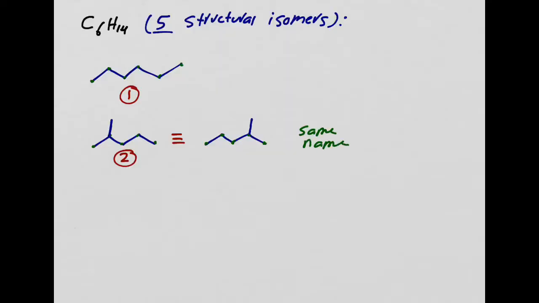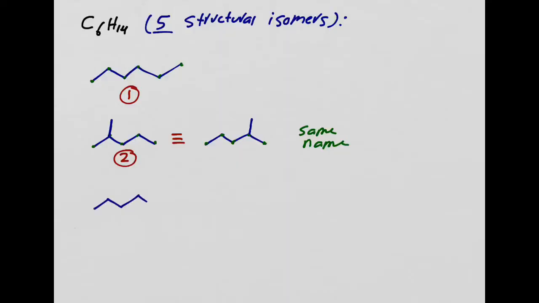So when I'm not sure if something is exactly the same, whether these two are identical or not, I usually name them. And if they have the same name, then I know that they are going to be exactly the same. So keep that in mind once we learn how to name compounds with substituents. If they have the same name, they're going to be the same compound.